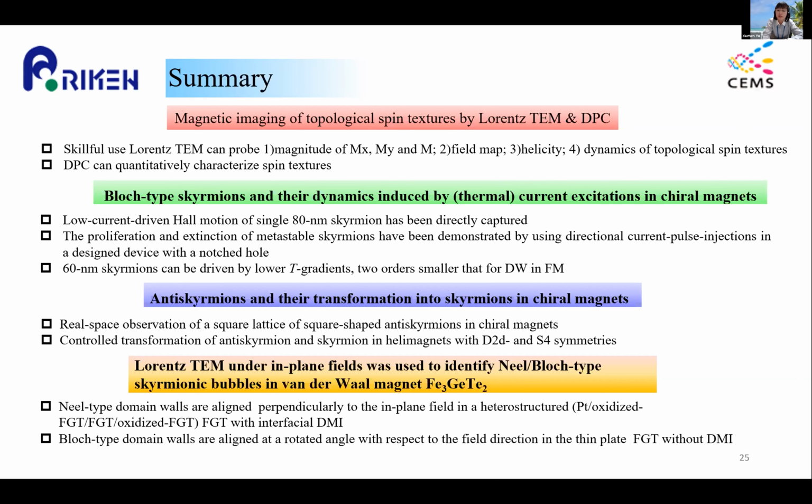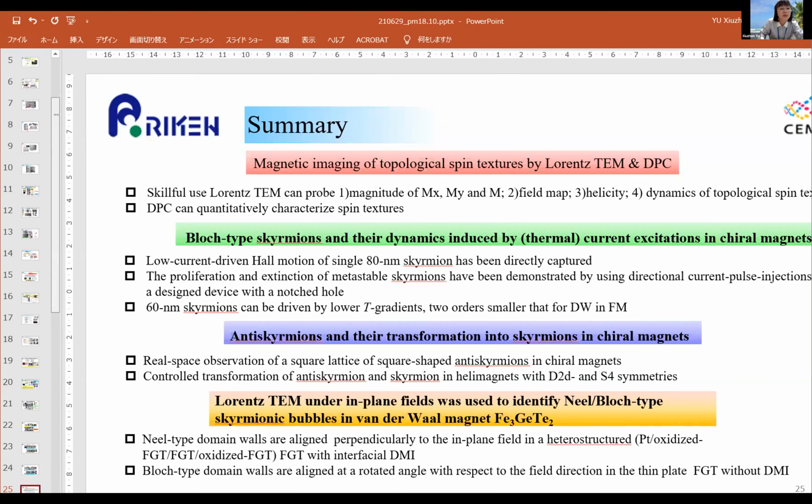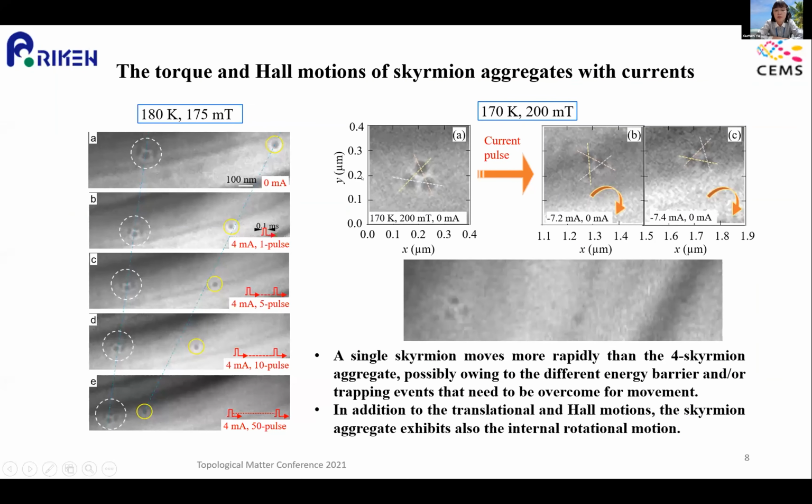Thank you for this very nice talk with fascinating results. I have a question about what you're showing in slide 8. If you could go to slide 8, please. Okay. Where you have this cluster of skyrmions. So yes, is there any evidence that this is a skyrmion bag?